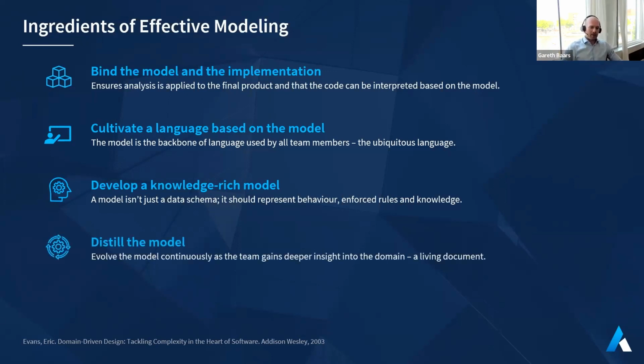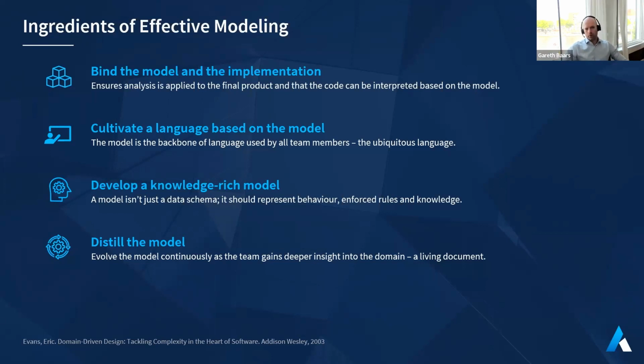The fourth thing that we can mention here is to distill the model, and this is really a continuous process to continuously distill the model over time and isolate concepts, or at least discover implicit concepts. That's something that Eric Evans talks about. As time goes on, you'll find that oftentimes your first pass at modeling out a system is usually very clunky, especially if there is a bit of complexity.